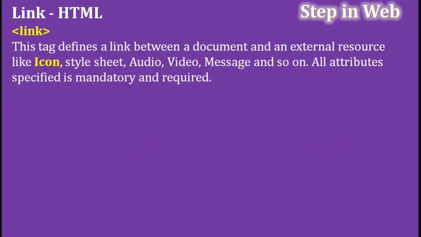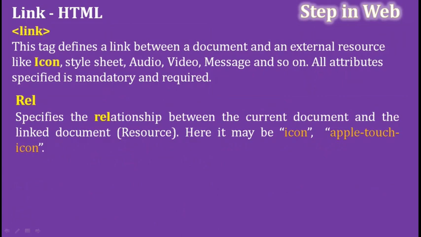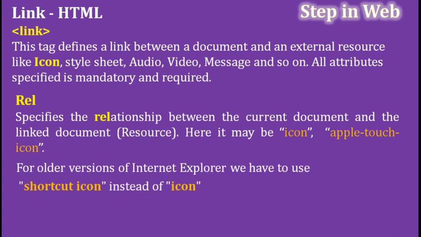Link. This tag defines a link between a document and an external resource like an icon, style sheet, audio, video, message, and so on. We already saw this in the last picture. And all the attributes specified are mandatory and required. Relations. Rel specifies the relationship between the current document and the linked document. And for this topic, it may be icon and Apple Touch icon. For older versions of Internet Explorer, we have to use shortcut icon instead of icon. But however, now all browsers support only the icon value for the relation.